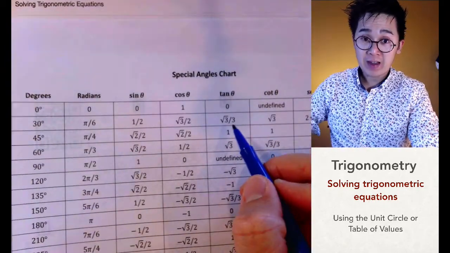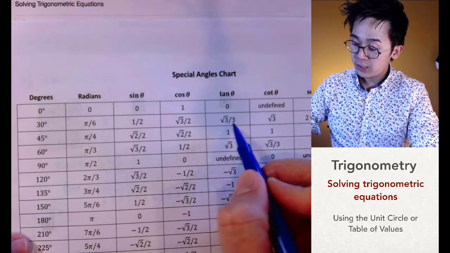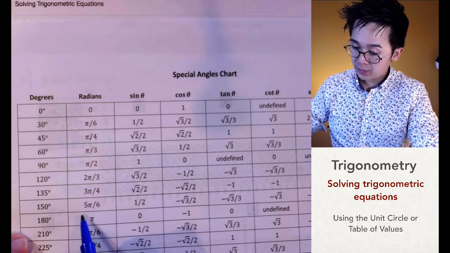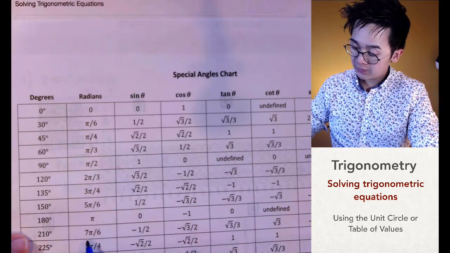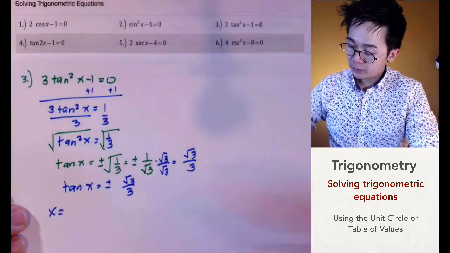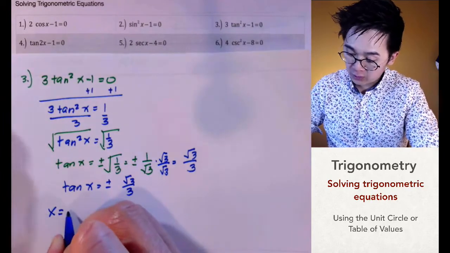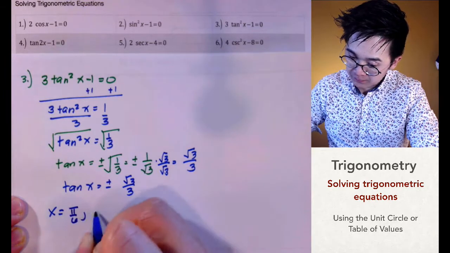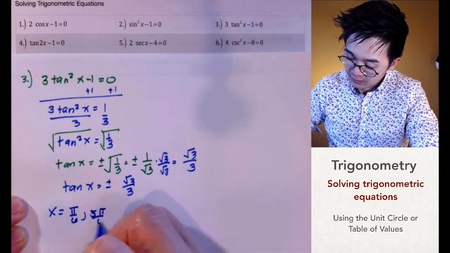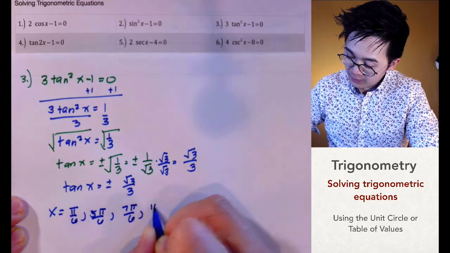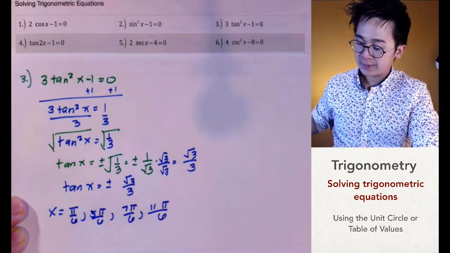So we'll have 4 values of this in one rotation. So we'll have pi over 6, 5 pi over 6, 7 pi over 6, and 11 pi over 6. So these are the values of our function for problem number 3. We have pi over 6, 5 pi over 6, 7 pi over 6, and 11 pi all over 6.